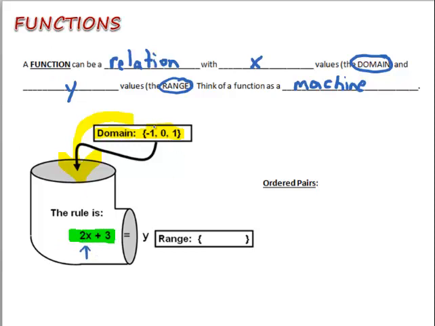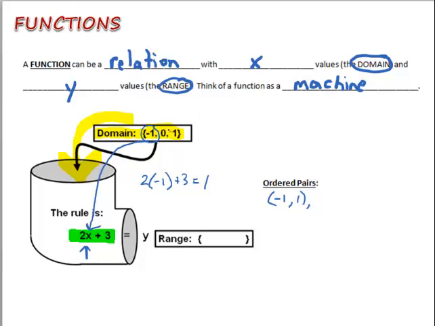So let's start with our first x value, which is -1. If I take that -1 and put it into the function and plug it right there, that gives me 2 times -1 plus 3. And when I do that math, that gives me +1. So my first ordered pair is going to have -1 for the x, the domain, and +1 for the y. Easy as that, okay?